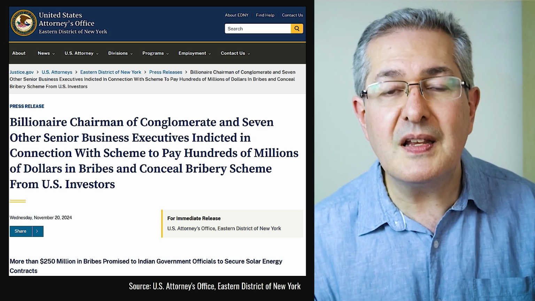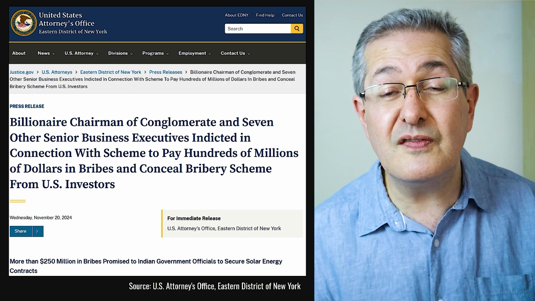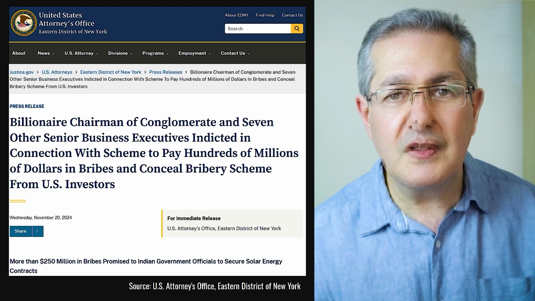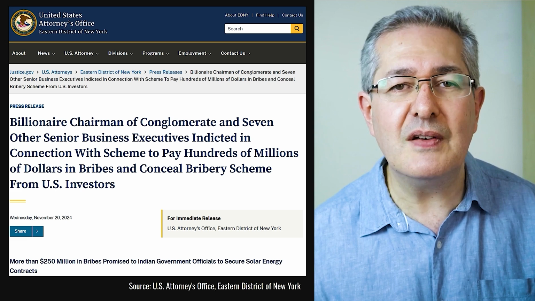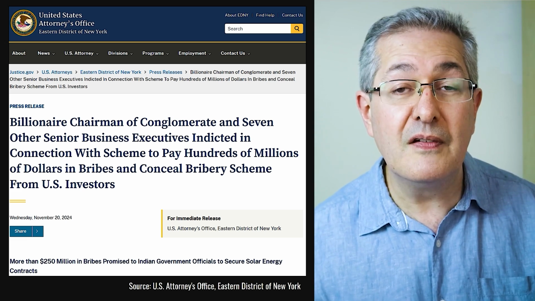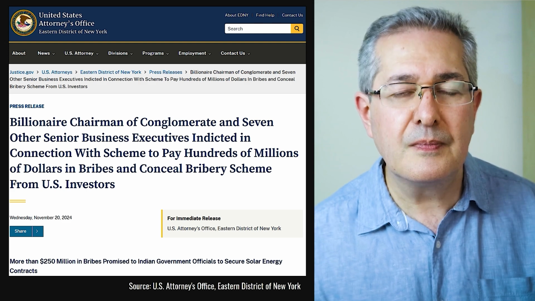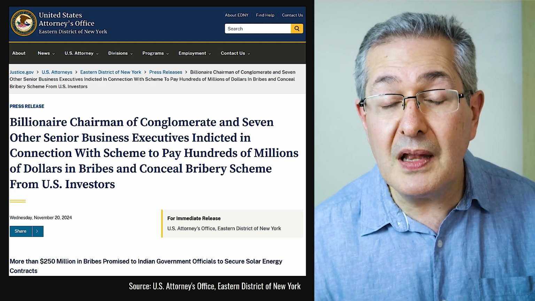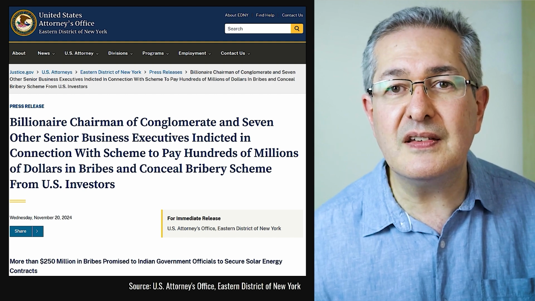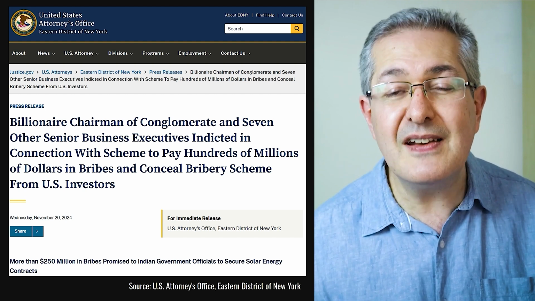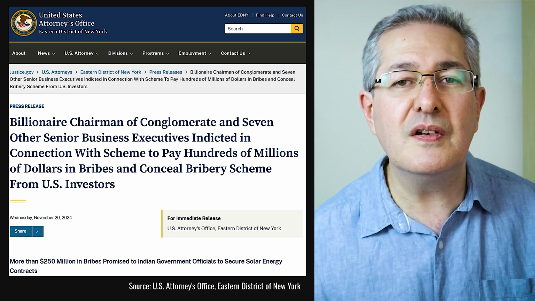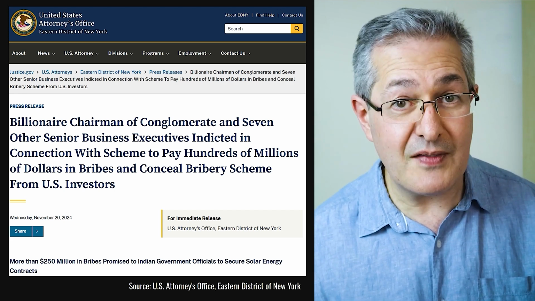And this indictment alleges schemes to pay over $250 million in bribes to Indian government officials. And this was allegedly to lie to investors and banks to raise billions of dollars of capital for these Adani companies. Deputy Assistant Attorney General Miller went on to say these offences were allegedly committed by senior executives and directors to obtain and finance massive state energy supply contracts through corruption and fraud at the expense of US investors.